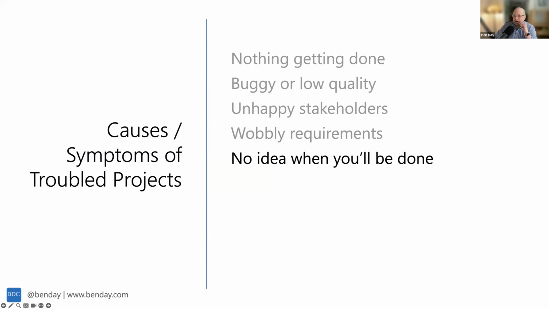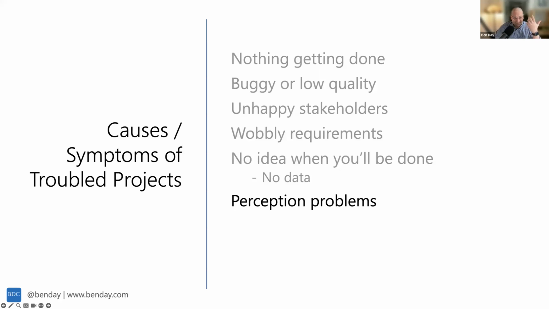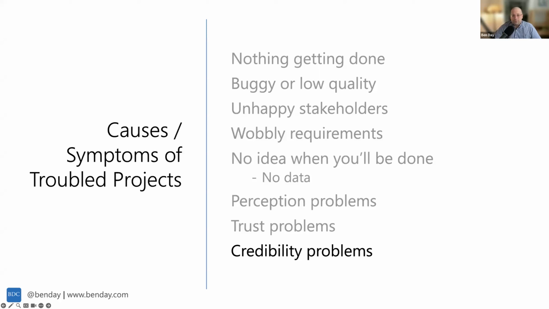Maybe you've got wobbly requirements. People are asking questions about when it's going to be done, and you have absolutely no idea, or you have no data to back up when something's going to be done. This starts to turn into perception problems, perception that the project is in trouble, and starts to brew trust problems that the team or you don't know what you're doing. Credibility problems pop up. And a lot of times this perception of a troubled project becomes a reality of a troubled project. You kind of manage the project to death.